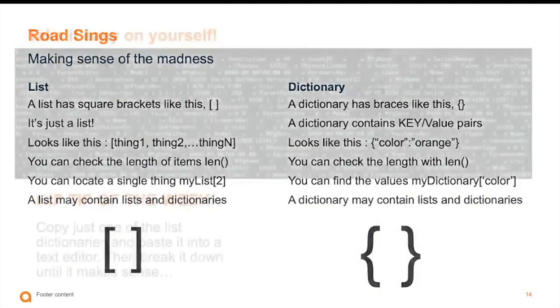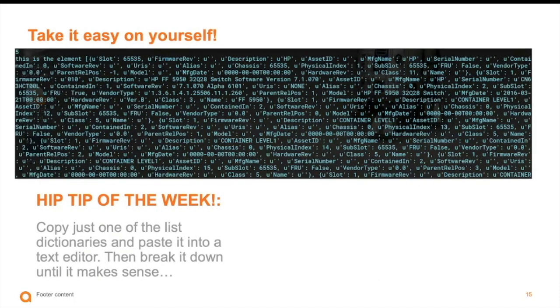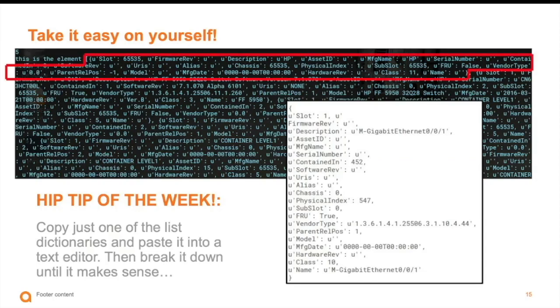Now, my tip of the week is to take it easy on yourself. Look at your data. I like to just copy and paste this. So I'll select a chunk out and I'll paste it in some sort of editor, and I can space it all out like this, and I can see what I'm dealing with. So I know exactly what keys are available to me in that dictionary and what information I can address by what key. There's 100 ways of doing this. This is just the way I do it.